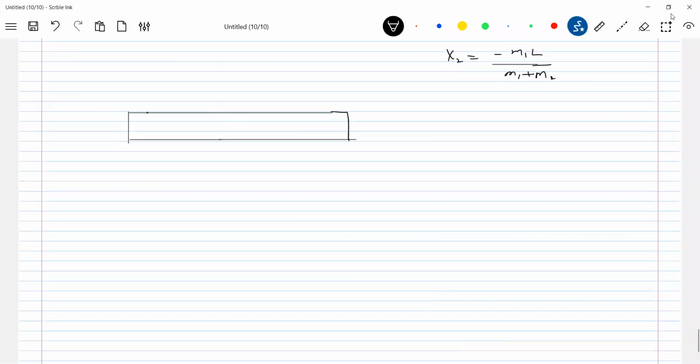So there are two persons. Let me call them M1 and M2, and there's a plank, let it be M3. Now M1 will walk a distance of, let the length of the plank be L, 3L by 4, and M2 will walk a distance of 2L by 3. Then what is the displacement of the plank?